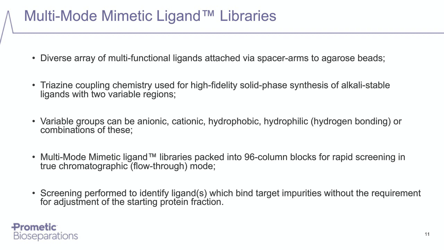Screening is very simple. We can do this by running the column blocks under gravity, and the target feed material can really be anything. We can screen either for ligands for capture or for binding impurities. And it's probably the use of these ligands for polishing applications that's the most interesting right now, because for those applications we simply want to bind the impurities and we don't want to bind the target. So as long as the target protein passes through the column unhindered and the ligand binds impurities, then that's a potential candidate for use as a polishing step.